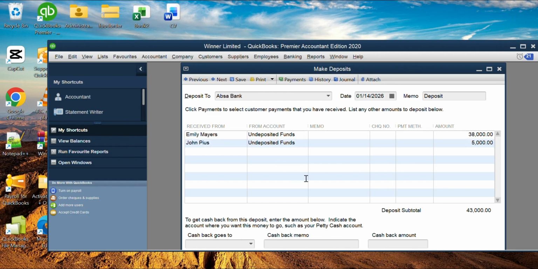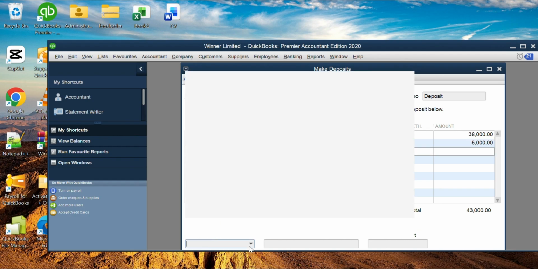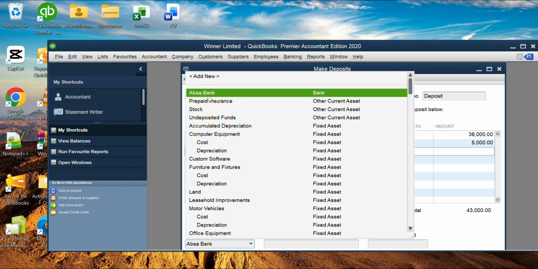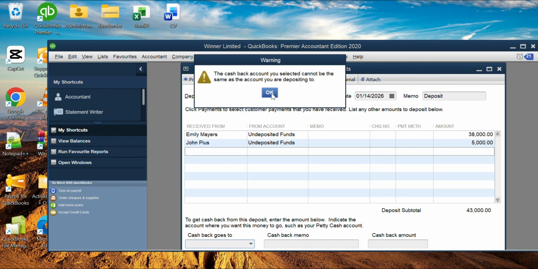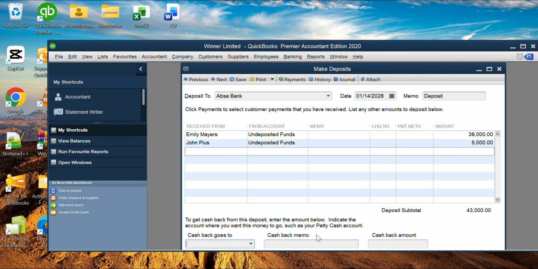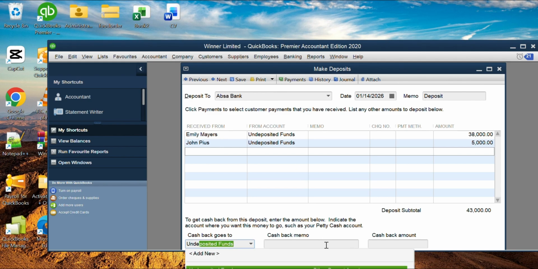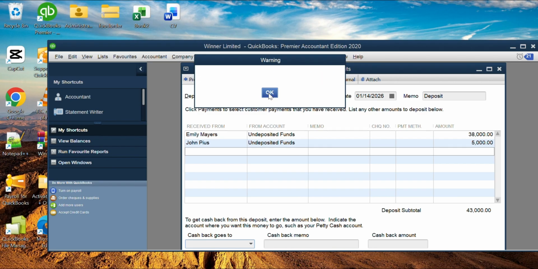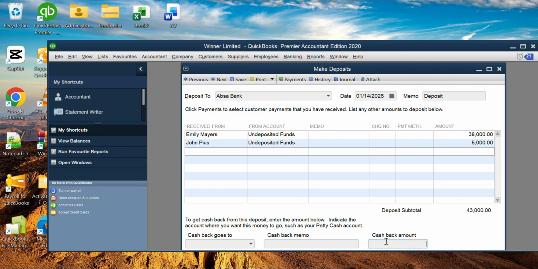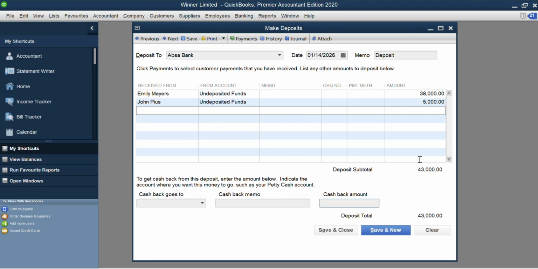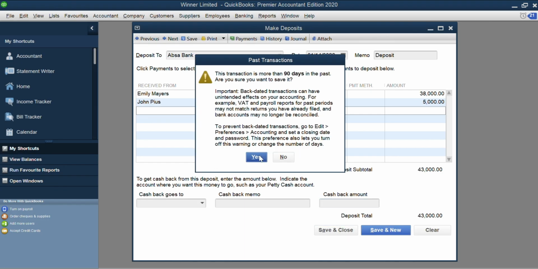Remember, when the suppliers were making payments, we didn't see where the money was going. But one thing you should notice is that QuickBooks automatically puts all the money, whether cash or check, in an account called undeposited funds. As you can see, when we open undeposited funds, the money that Emily paid us and John paid us is in that account.